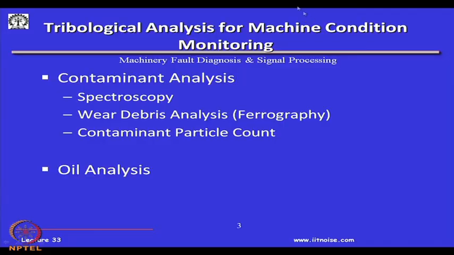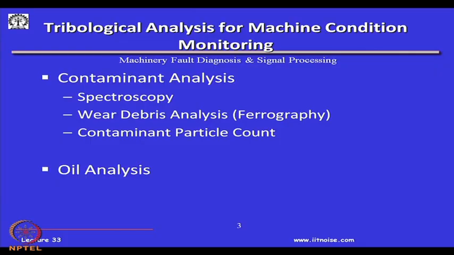Okay. So now the next question is, in this oil analysis, let us see what the tribological analyses for machine condition monitoring are. One is this contaminant analysis, which I talked about in the last class, where the contaminants can be categorized into three categories. The first is spectroscopy, where the contaminant size is less than 2 microns. Just to recap, in spectroscopy, because the particles are of such a small size, we cannot see them unless we have very high magnification, like in a scanning electron microscope.